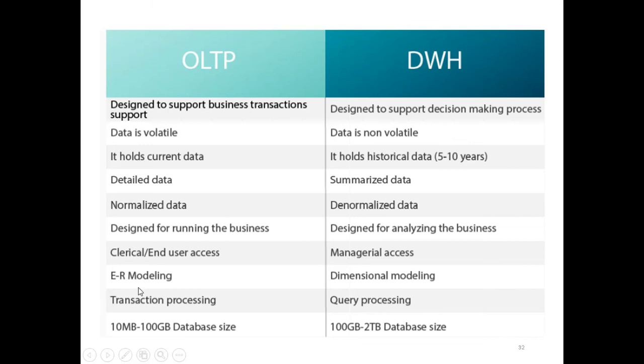OLTP is designed using ER modeling and a data warehouse uses dimensional modeling. Now, OLTP is transactional processing. A data warehouse does query processing. The database size of OLTP is from 10 MB to 100 GB, whereas a data warehouse will have much more size, that is 100 GB to 2 TB database size.